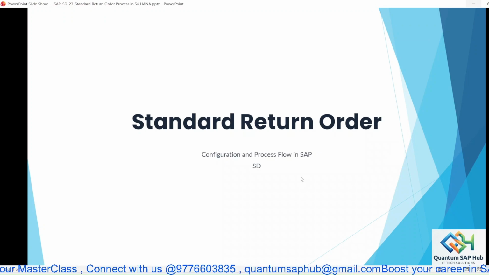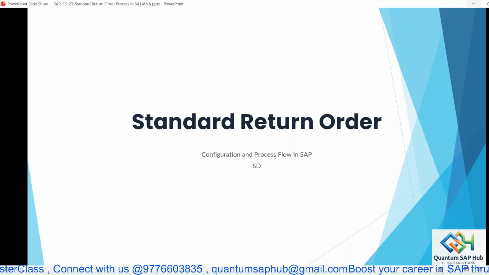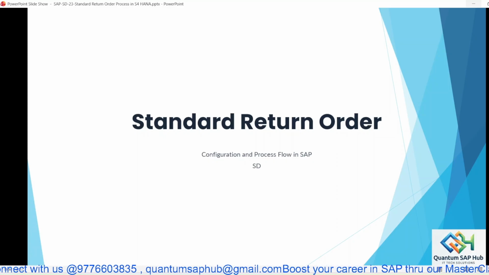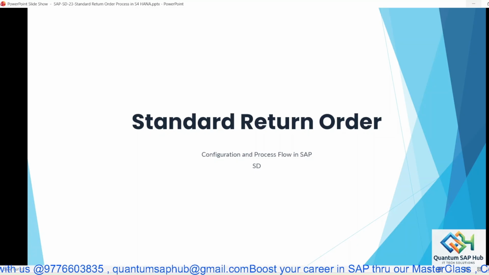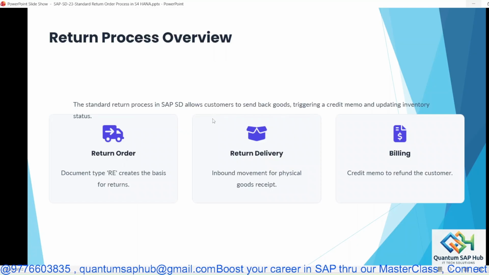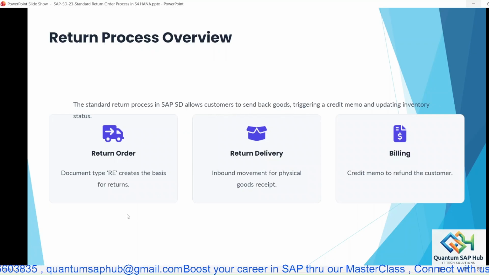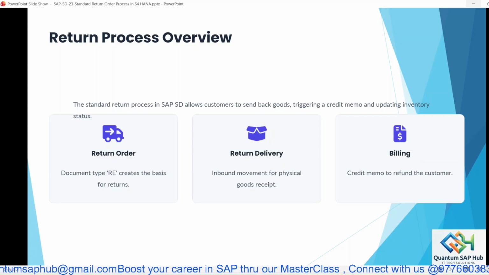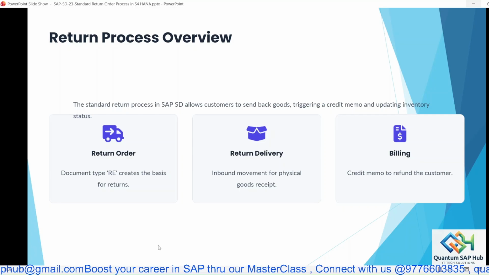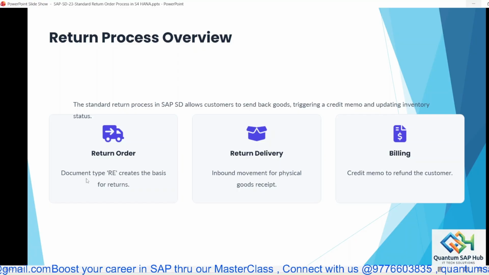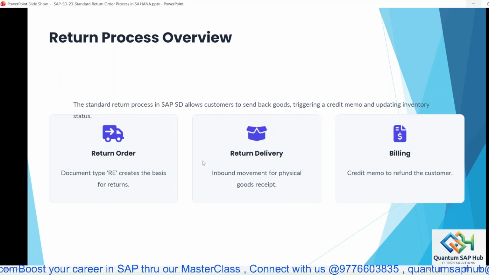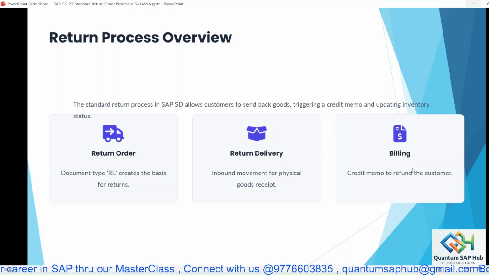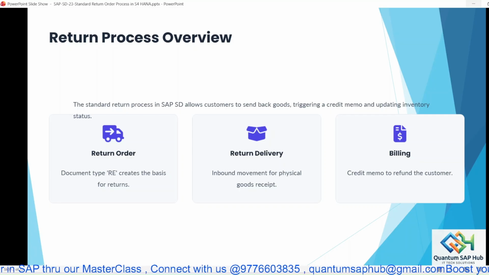Hello everyone. In today's class we'll learn about the standard return order, how it is configured in SAP, the standard cases, and what the process is. The return order allows the customer to send back the goods, triggering a credit memo and updating the inventory. Here the document type is RE, the delivery type is LR, and the billing type is RE, that is credit for returns.